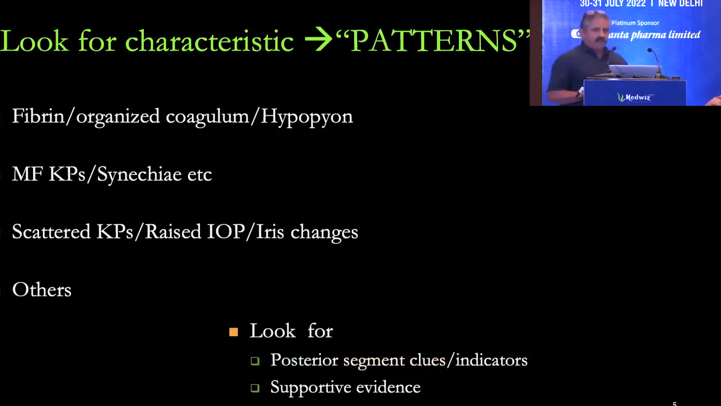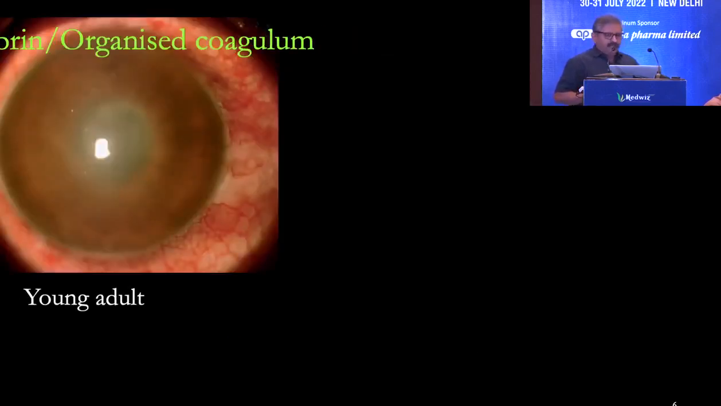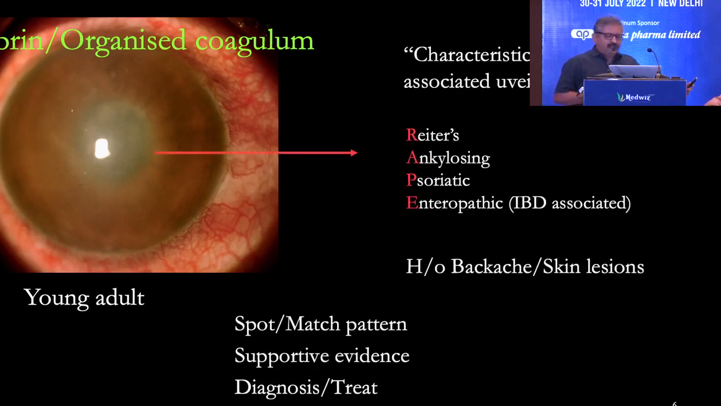Okay. So not all anterior uveitis have patterns, but there are some characteristic patterns which you can easily pick up. There are some 3-4 patterns which you can spot right away and then start associating with the diagnosis. Any young adult with a fibrin or organized coagulum is a classical pattern. Okay, you all have been taught that anybody, a young adult coming with an organized coagulum or a fibrin, then you start asking him or her about history of backache or skin lesions, because you know that this is characteristic of a HLA-B27 associated uveitis.